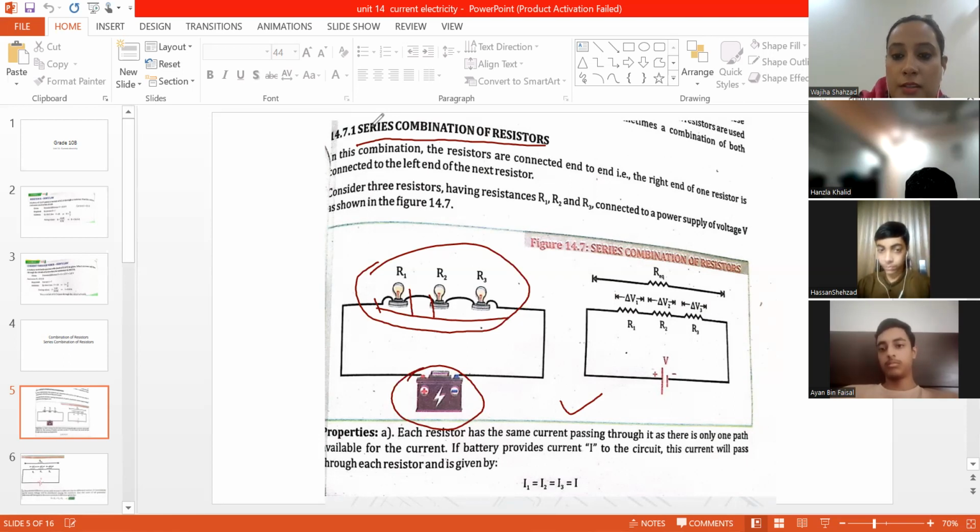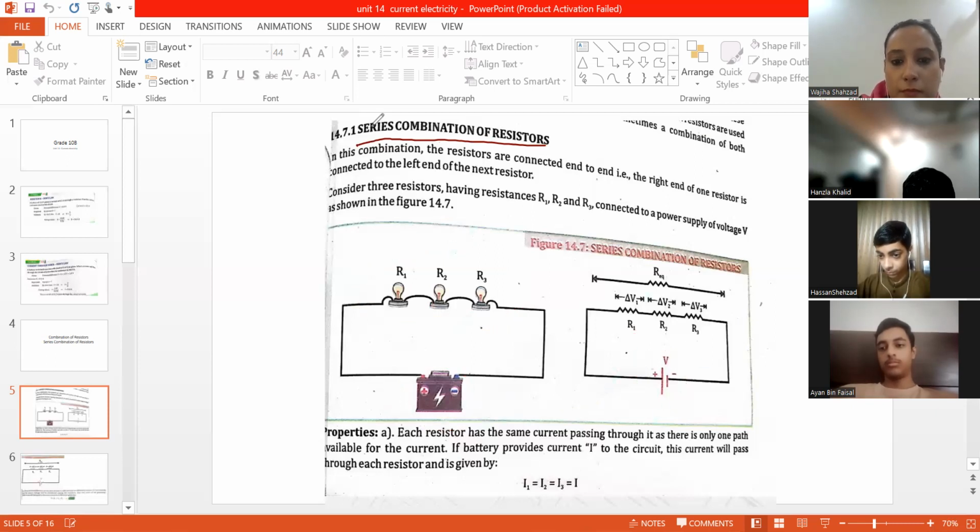We have taken three resistors R1, R2, R3. All of them have different values of resistance, and this is the potential difference. So this voltage is the same, right? When we turn on this battery, with the help of the potential difference, the current will be flowing in this circuit, and this current will be the same throughout the circuit, because when we connect resistors in series, we get the same amount of current.